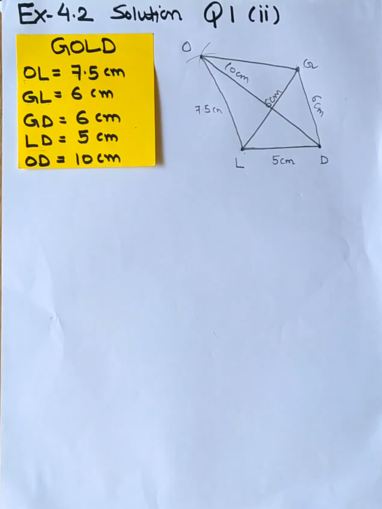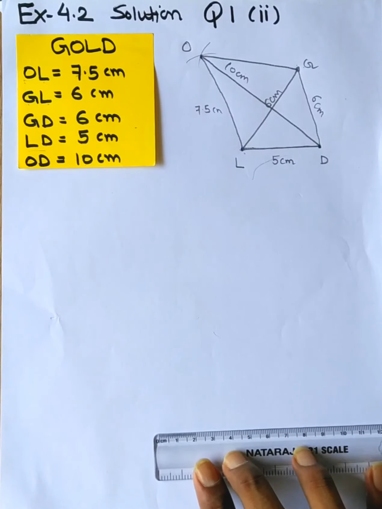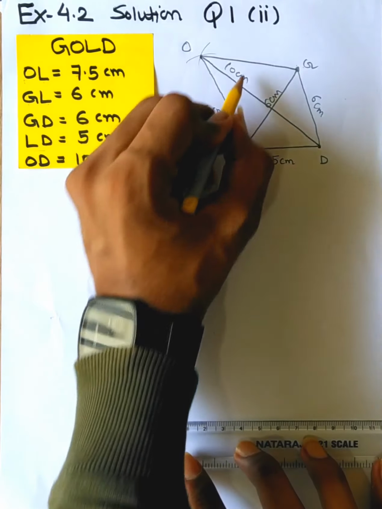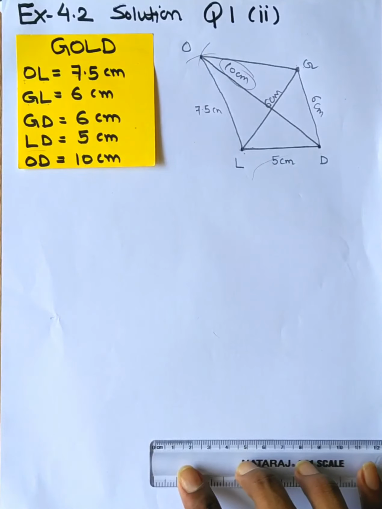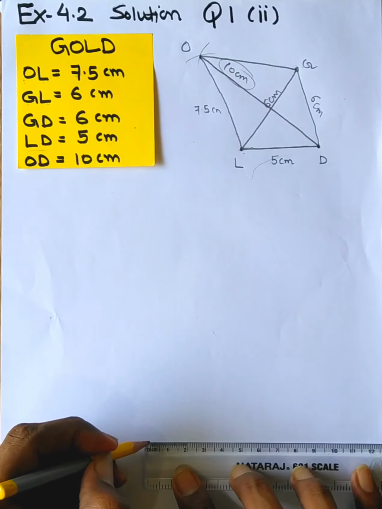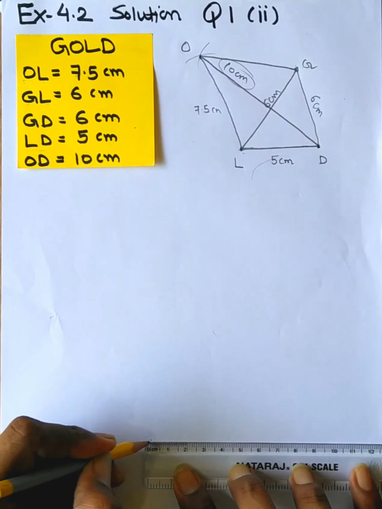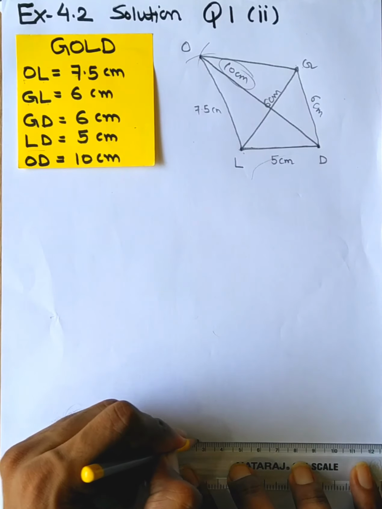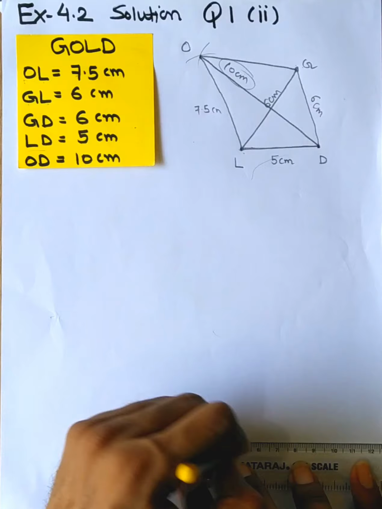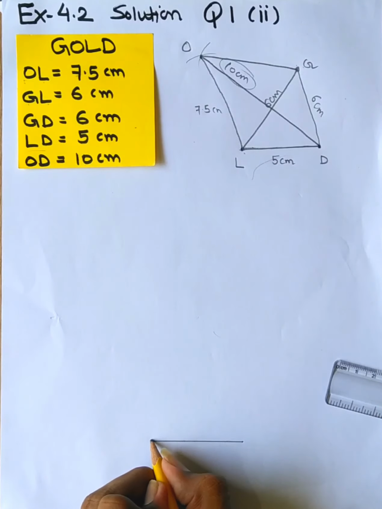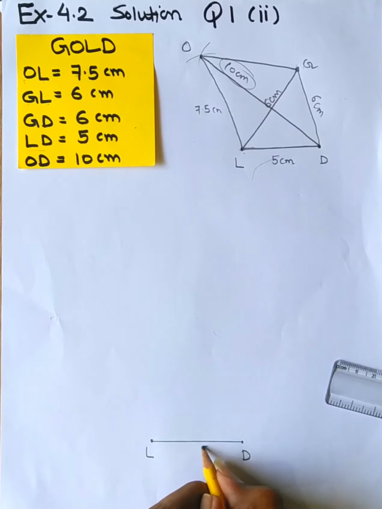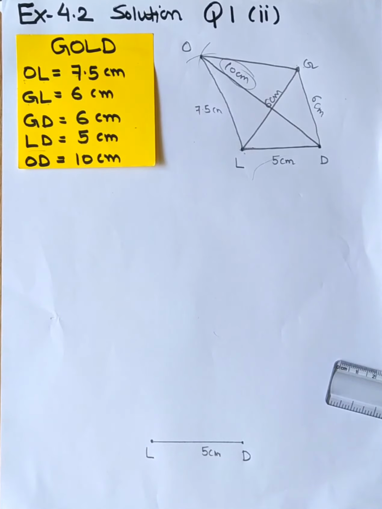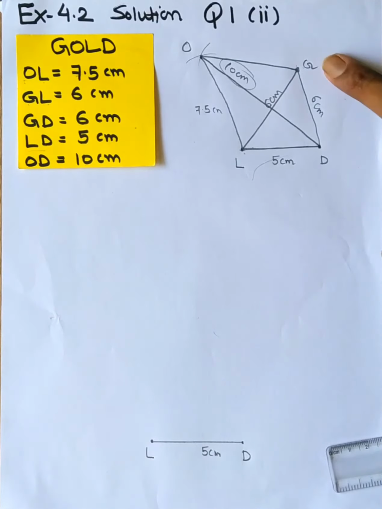So let us start with drawing LD. So here very carefully, you can see here it is 10 centimeter. So your figure will occupy a space. So you may start from the bottom part. We are drawing LD, that is 5 centimeter. Okay, so here is point L, here is point D. This is 5 centimeter. Okay, now let us go for G.